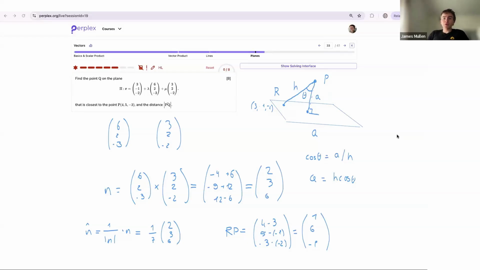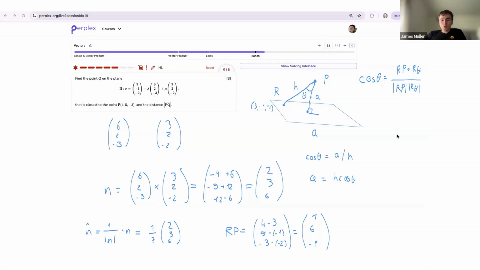Okay, and h cosine of theta is related to the vector product, right? So h cosine of theta is going to be equal to, well, RP dotted with RQ divided by the magnitude of RP times the magnitude of RQ, all right, specifically. And the magnitude of RP is just 8, so this is going to simplify to RP dot RQ over the magnitude of RQ, all right?